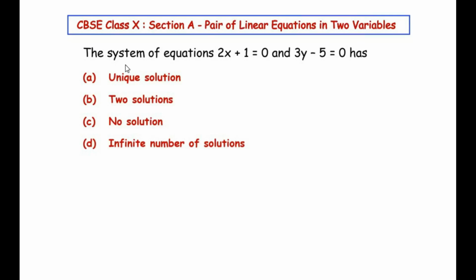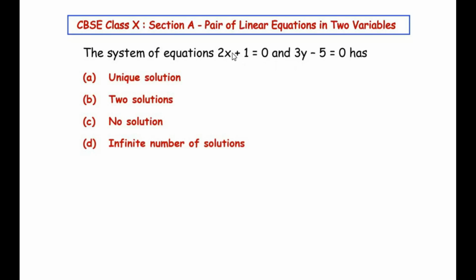The system of equations 2x + 1 = 0 and 3y − 5 = 0 has, the four options given are: A. Unique solution, B. Two solutions, C. No solution, or D. Infinite number of solutions. So here we can see two equations are given.